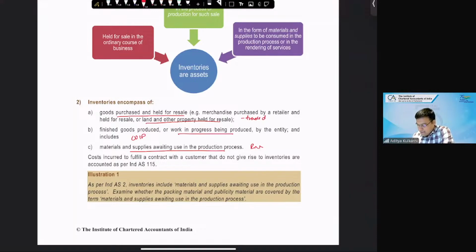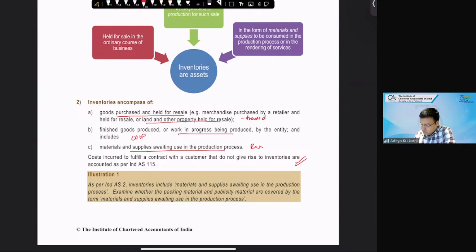You can understand this when you study Ind AS 115. Costs incurred to fulfill a contract with a customer that do not give rise to inventories are accounted as per Ind AS 115. So what is this? We will look at it when we study Ind AS 115.